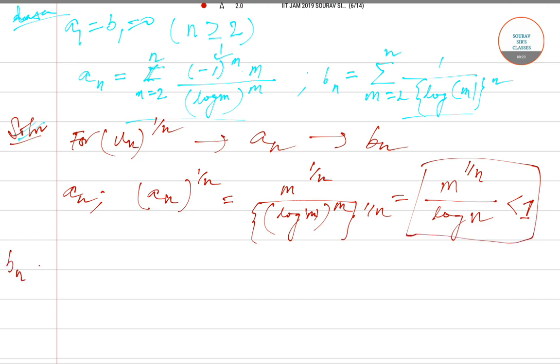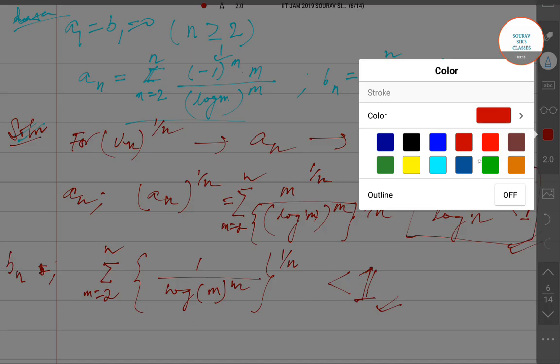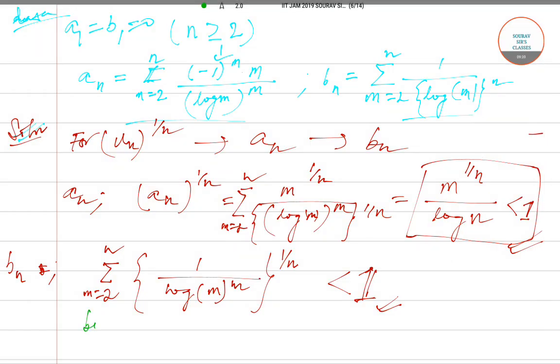Now for b of n, sorry. So for b of n, it will be the summation, here we have to write the summation as well, m from 2 to n. So this was our original form, to the power 1 by n. Now clearly from this we can see that this is also less than 1. So in both a of n and b of n, we are getting that both are less than 1.